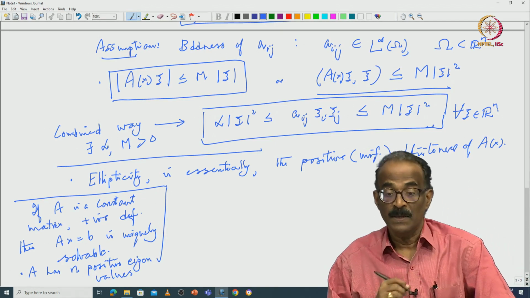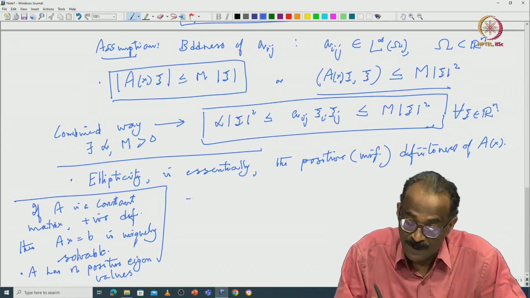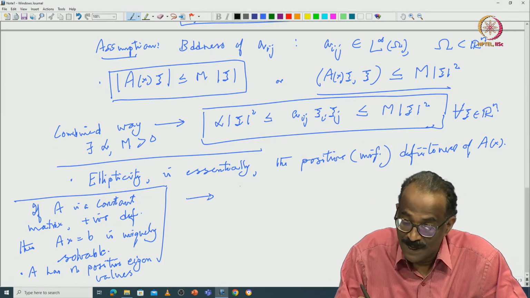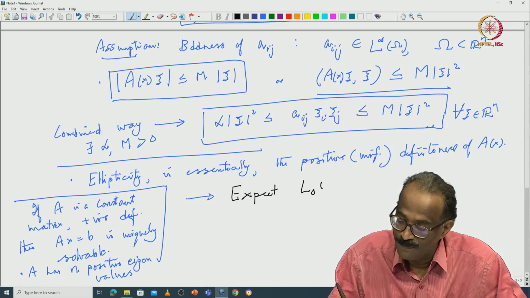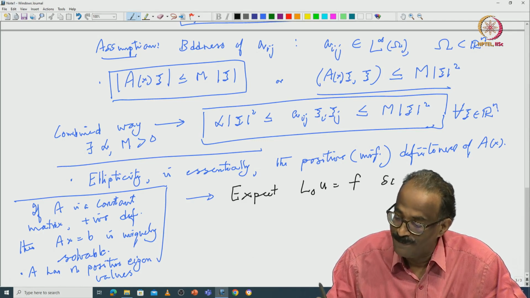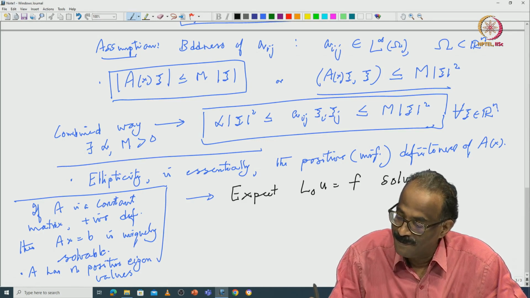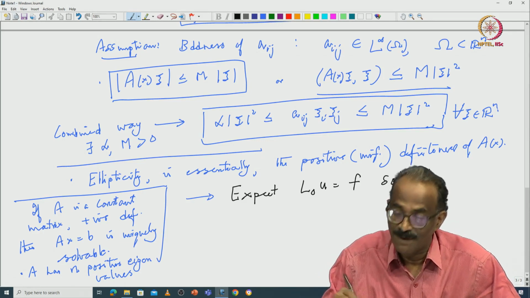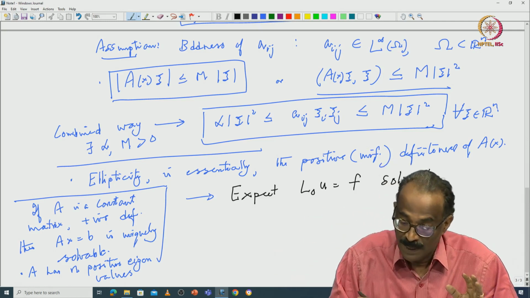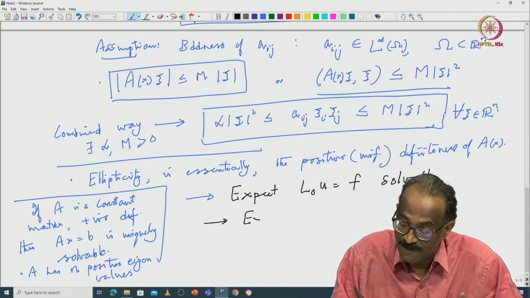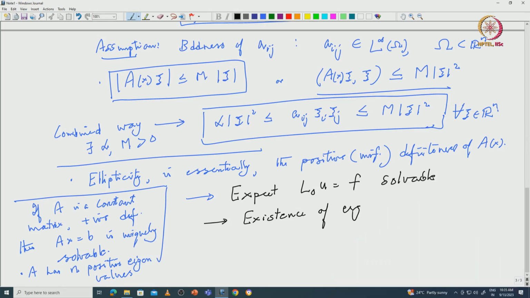So you want to study a similar thing, and the natural thing to expect is that L naught of u equal to f is solvable. Of course, there are difficulties, because now the solvability is in a function space, an infinite dimensional situation, and also there is the question of existence of eigenvalues. Of course, what we are going to do is for the weak formulation.